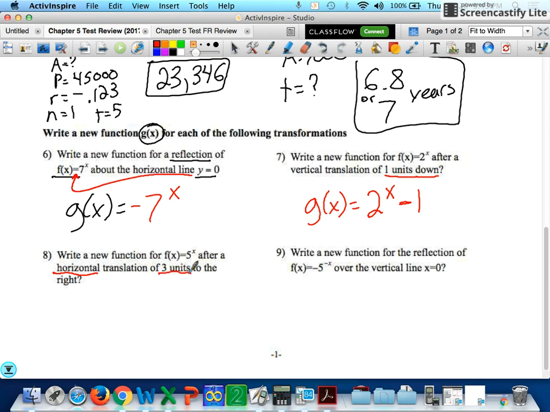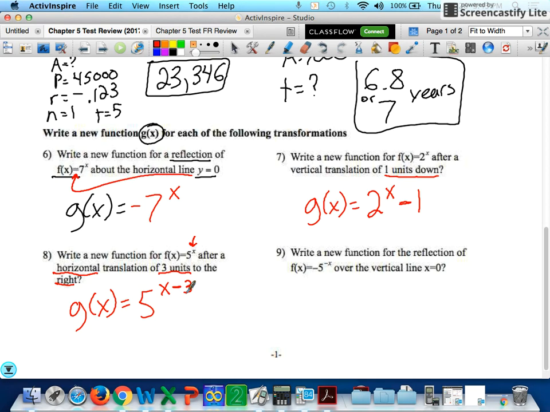So we want to move 3 units to the right, which means somewhere up here in the exponent, I'm having to do that transformation. Okay? My new equation is g of x equals, I had 5 raised to the x power, and I want to move it 3 units to the right. So I know that up here in the exponent, I'm doing something with that 3 to the right. And it's the opposite of what you think. When you think 3 to the right, you think plus 3. But in the parentheses or in the exponent, it's the opposite of what you think, so it should be x minus 3.